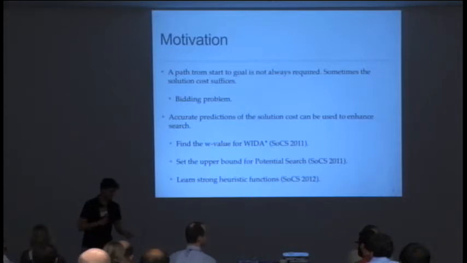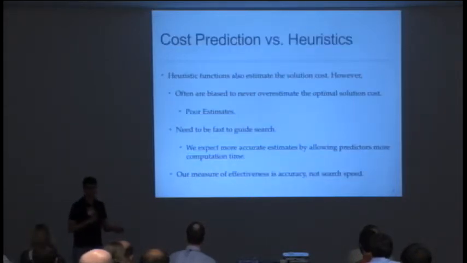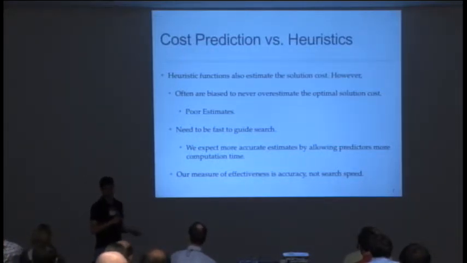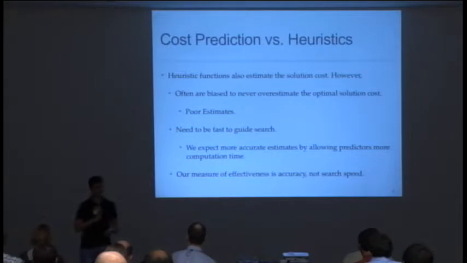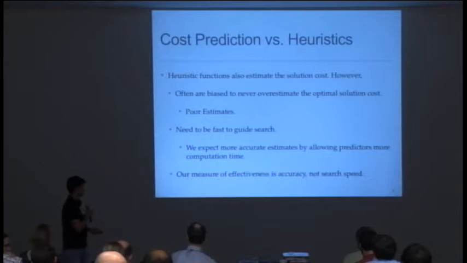Okay, so by now you might be wondering, what is the difference of this kind of predictions with heuristic functions? Because that's essentially what a heuristic function is doing, right? You're estimating the optimal solution cost. But we all know that very often you have admissible heuristics, and those are going to underestimate the optimal solution cost, and this is going to imply very poor estimates of the optimal solution cost.